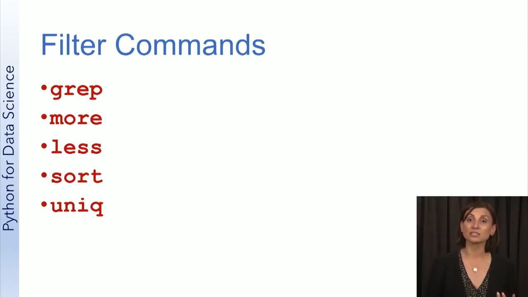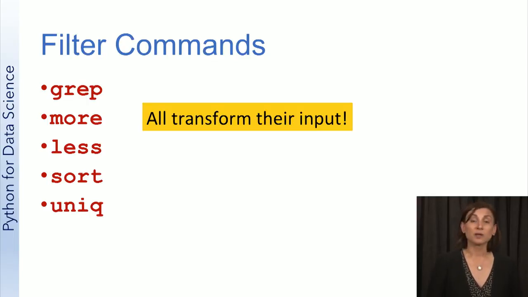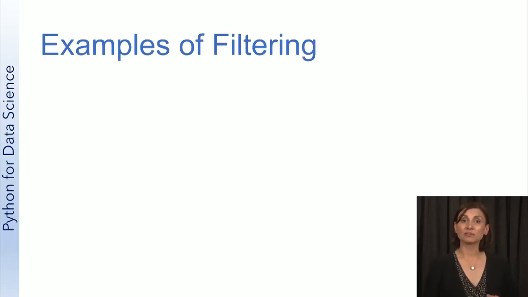grep will search for lines with a given string or look for a pattern in a given input stream. More, as you've seen, will show you as much as fits in your shell window. And similar to less, sort will sort lines alphabetically or numerically in your input stream, and unique will give you the unique lines in your input stream. But the main thing is, all of these commands will transform their input in one way or another. Let's go over some of these pipes and filters now to understand what they are doing.